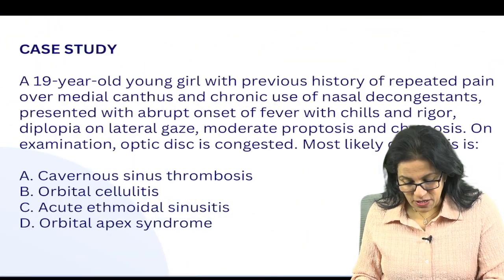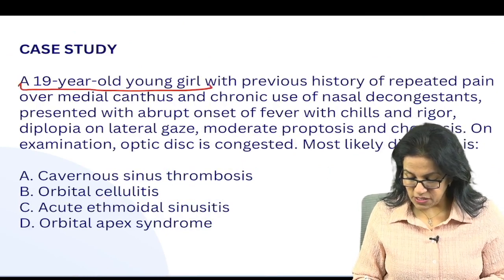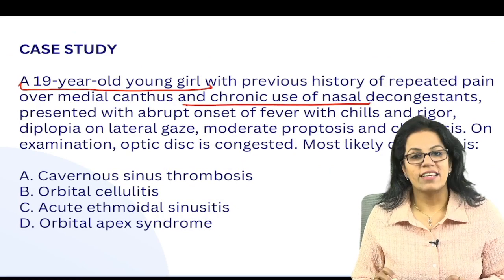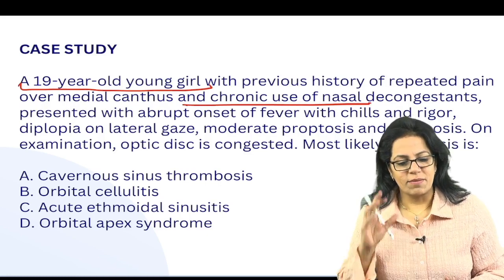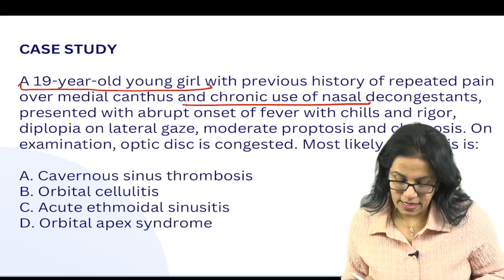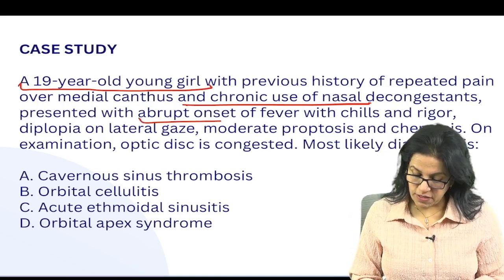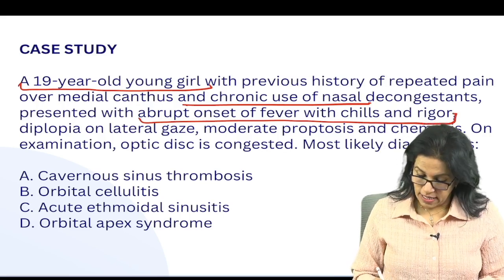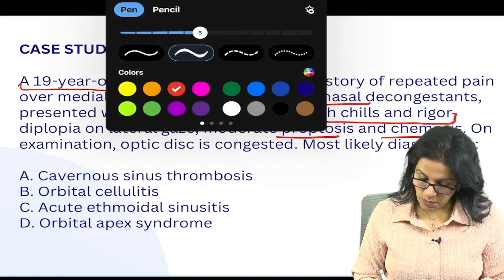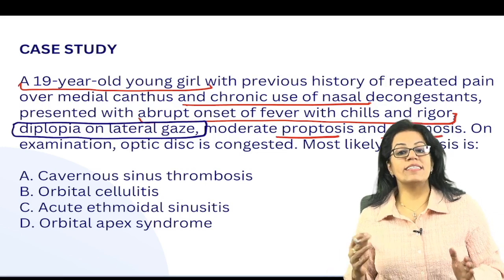Okay, next we talk about a second case study. A 19-year-old young girl with a previous history of repeated pain over the medial canthus and chronic use of nasal decongestant. What does that suggest to you? Some type of sinusitis is there, right? And she is presenting with abrupt onset of fever, chills, rigor. There's moderate proptosis, chemosis. Very important, and the catch point here, which is mentioned, is diplopia on lateral gaze. So, what is the diagnosis?